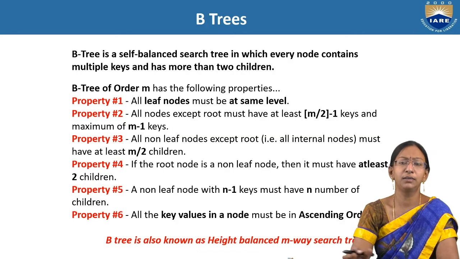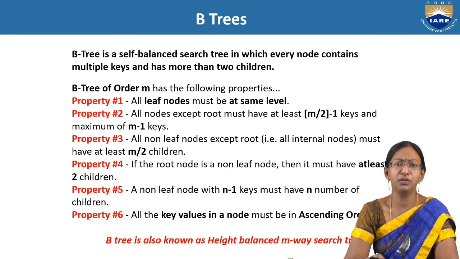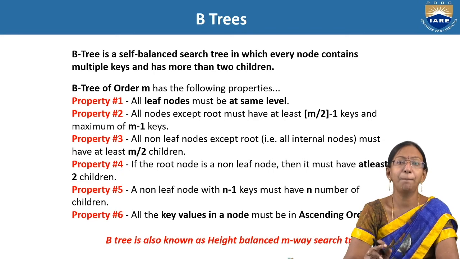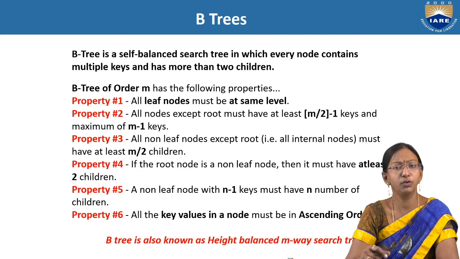Let's look at the properties of a B tree at a glance. So what is a B tree? It is a self-balanced search tree in which each and every node has m number of children. If it has m number of children, then it will have m minus 1 number of key values, or you can even say data values, present in it.